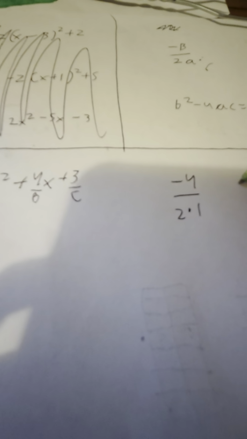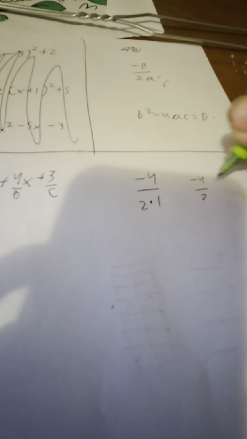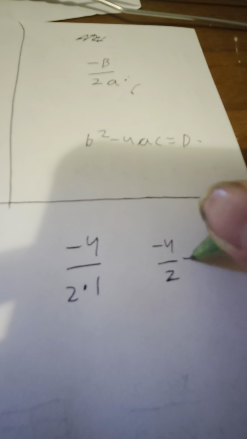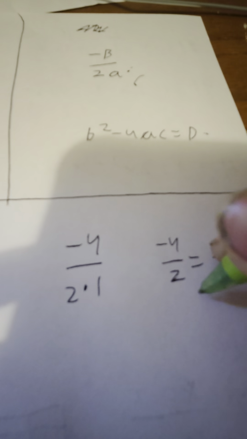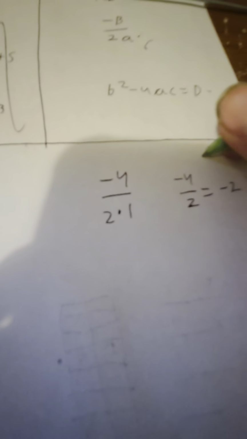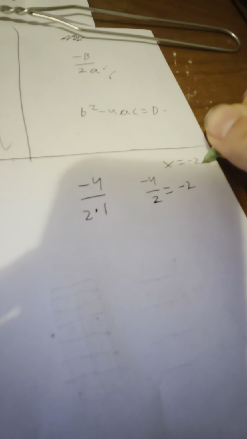Okay, so we look back. We need negative b. That turns negative 4 over 2 times a, or 1. So we get negative 4 over 2, which turns into negative 2, because you just half it when you divide by 2. Okay, so our x equals negative 2. Now we got to find y. So, I just draw this down here for later, but this is all we need, okay? If you don't understand it, we'll explain it later.